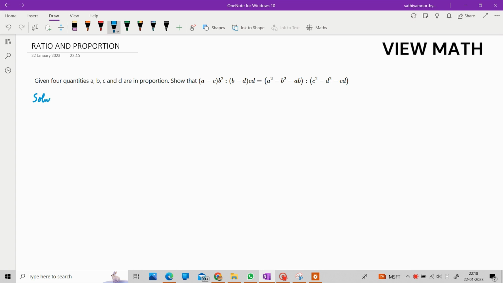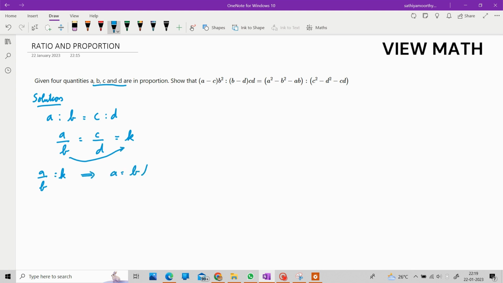So solution part, what is given is the 4 quantities A, B, C, D are in proportion. So I can write it as four quantities are in proportion. So A is to B is equal to C is to D. Now this can be written as A by B is equal to C by D. I can equate this to some constant K. Now A by B is equal to K. So A by B is equal to the constant K. So this implies that A is equal to BK.